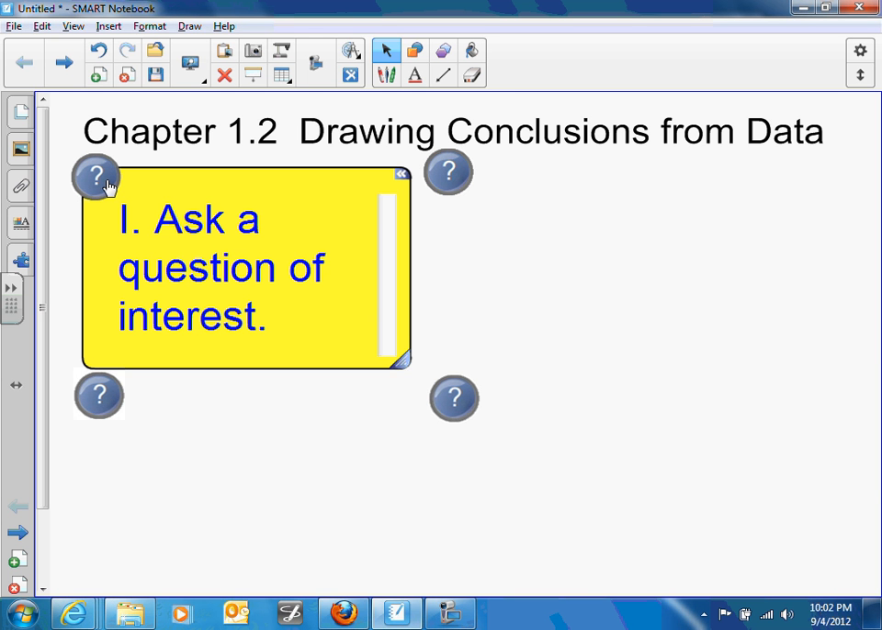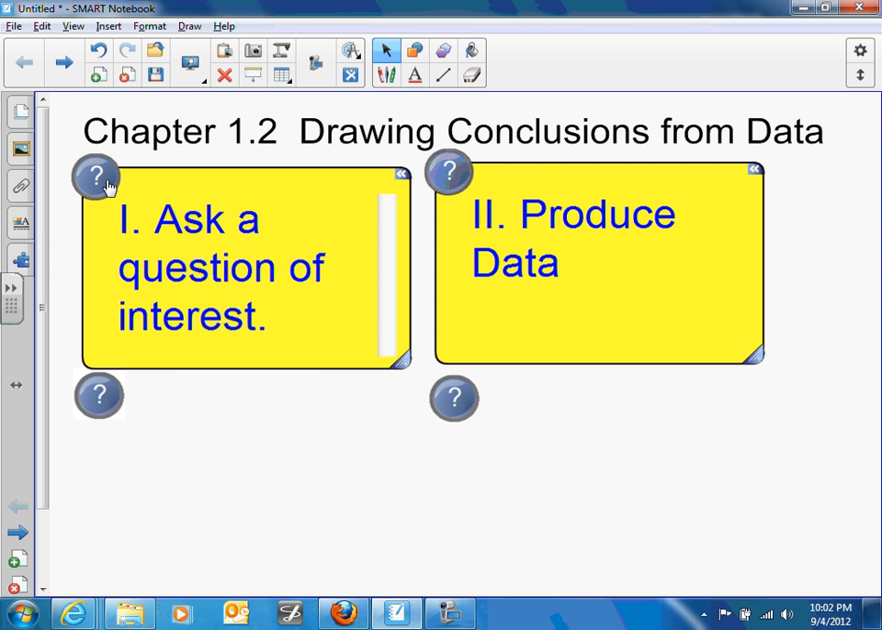A statistics question involves some characteristic that varies from individual to individual. And we'll go over a couple examples here in a second. The second thing you must do, once you have asked your question of interest, is you need to produce the data. So producing data, you could choose either an observational study or you could choose to do an experiment. Either one of those two would help you produce data.